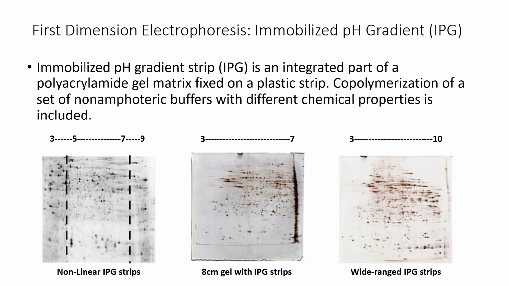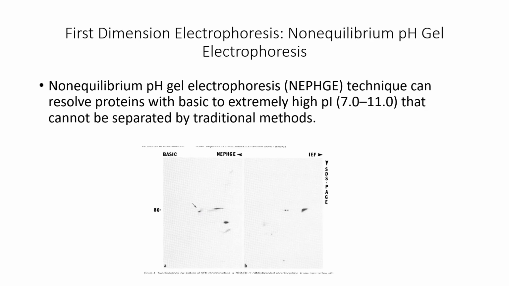And like here in this diagram, you can see the non-linear IPG strips 3 to 5, 5 to 7, 7 to 9, or 3 to 7, or 3 to 10, the wide range IPG strip. And also there's another one called non-equilibrium pH gel electrophoresis technique, which can resolve proteins with basic to extremely high pI, from like 7 to 11, that cannot be separated by the traditional method.